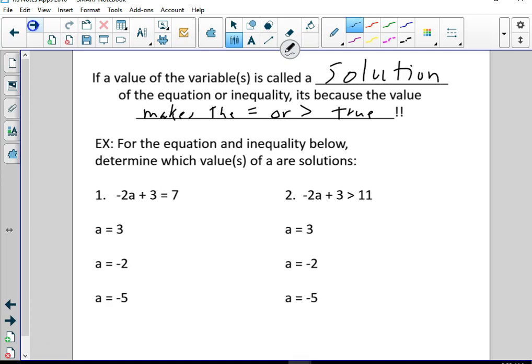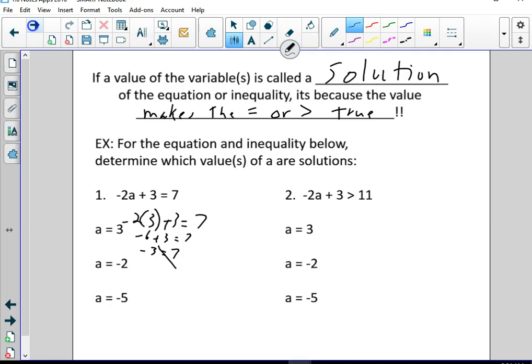Okay. So we're going to take these and plug these in. Okay. We're going to plug in 3 here. Negative 2 times 3 plus 3 equals 7. Well, that's negative 6 plus 3 equals 7. Negative 3 equals 7. Is that a true statement? No, it's not. So we put a slash through here, saying it's not true. They're not equal.